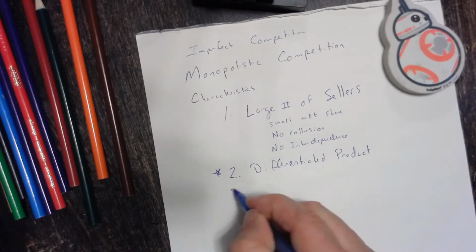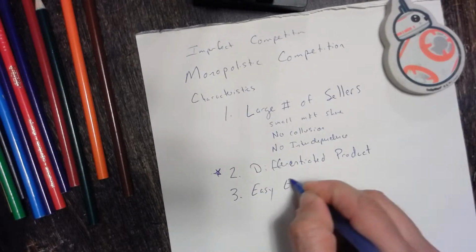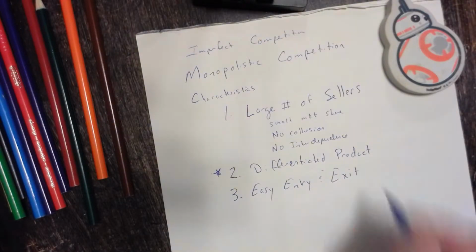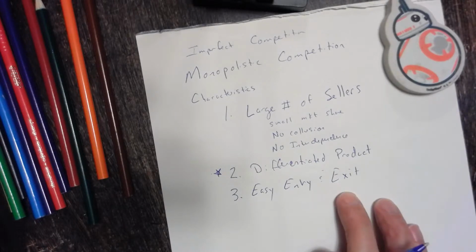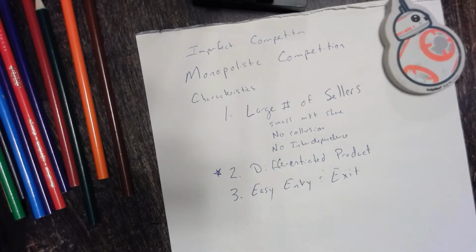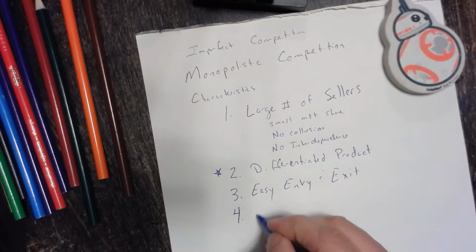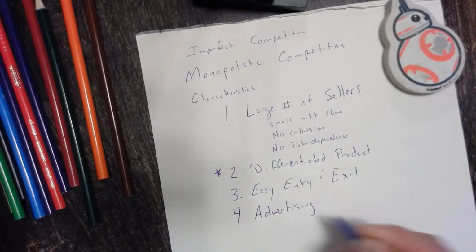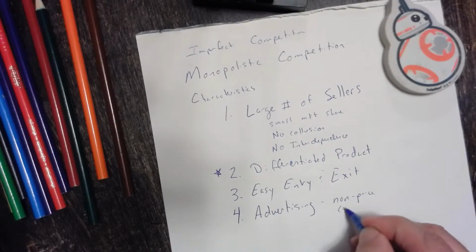Then you have easy entry and exit into the market, unlike a monopoly where there are barriers to entry, but more like pure competition where you can go in and out very easily. And fourth, we talk about advertising. This is also known as non-price competition.